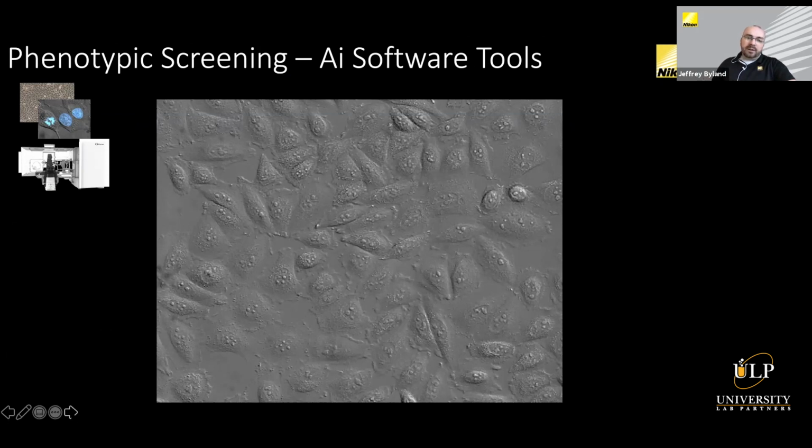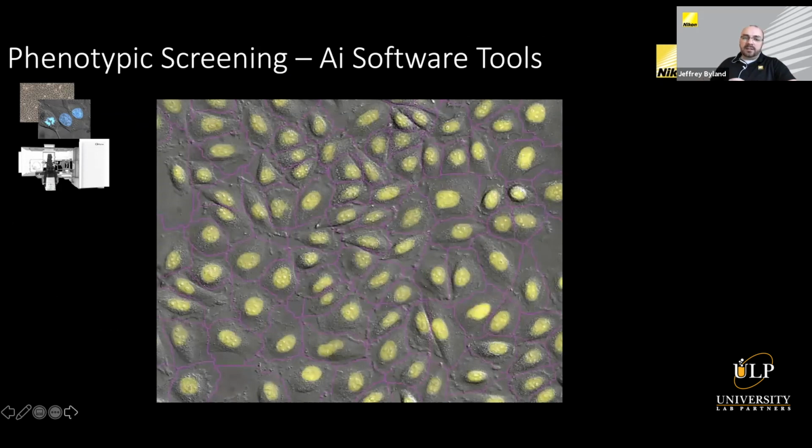And so if we go to the next slide, we can see an example of something we might call digital labeling, right? In this case, the cells haven't been labeled with fluorescence markers of any kind, no dyes, no fluorescent proteins, but we can use an AI algorithm that was created and trained on these data sets to find the nucleus and the cell borders.